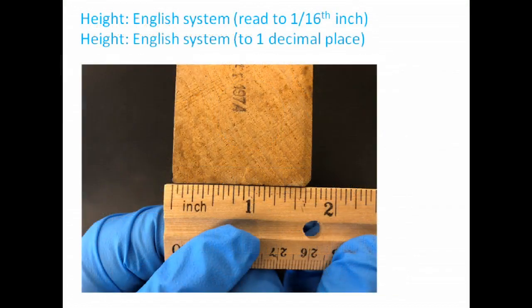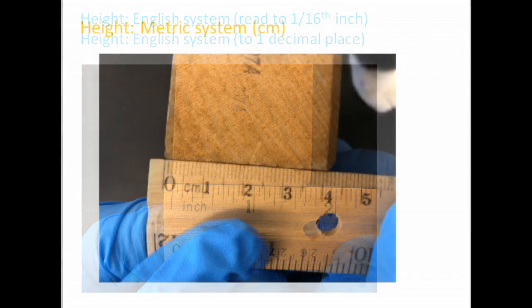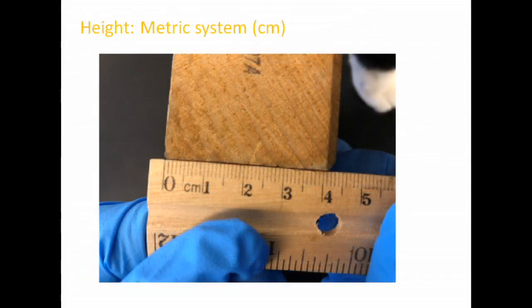Lastly, we are measuring height. You will do the same as you did for length and width. Two measurements, first read to the 1/16 inch and the second to the first decimal place. Next, of course, is the measurement in centimeters, which is the metric system.